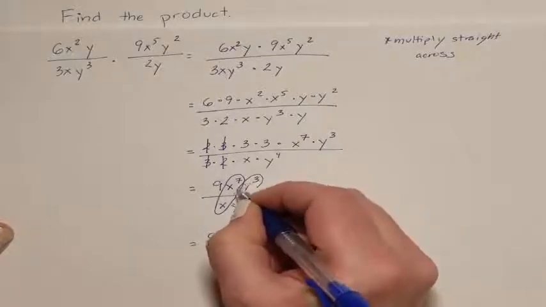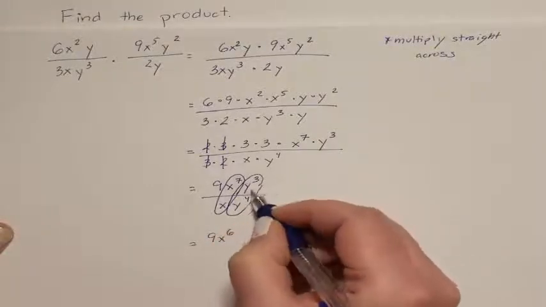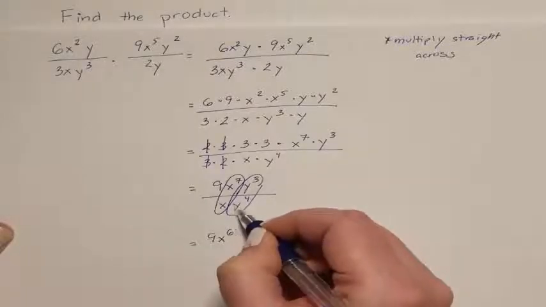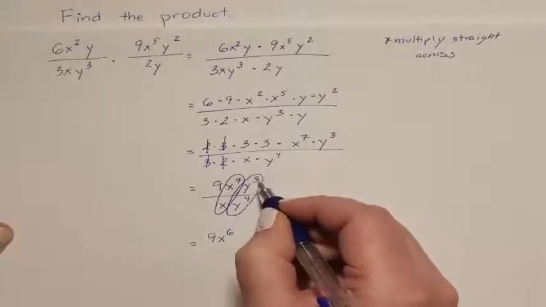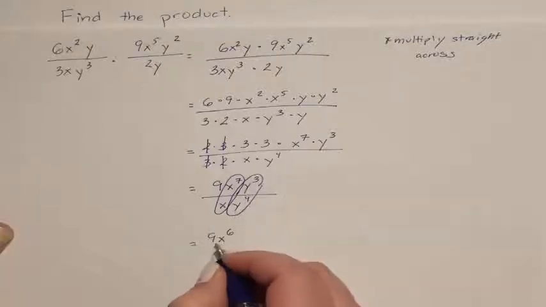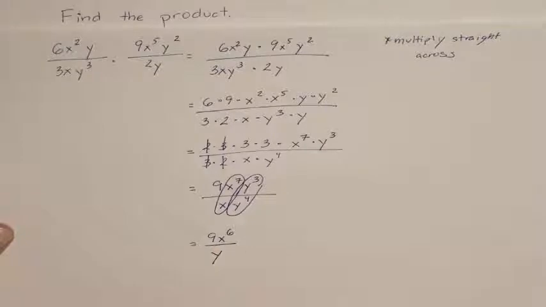Now looking at my y's, there's 3 up here and 4 down here. These 3 are going to cancel out with 3 of the y's down here. So this y is no longer here. 3 of these are going to disappear, which meant I had only one of them left. So this is my simplified fraction.